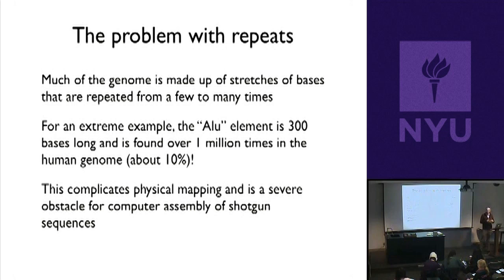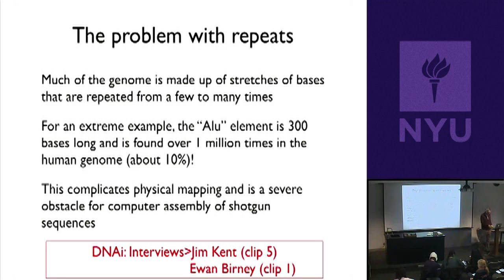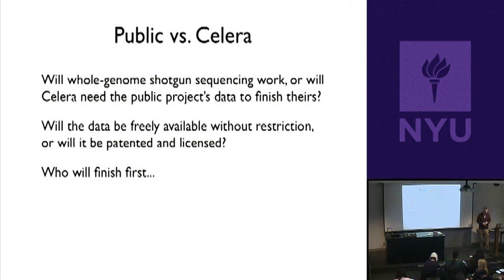Okay, so now the big question is, who won, right? So there's this public project that was doing its job, trying to get done on its $3 billion budget. Along comes Celera, says they're going to do it faster and better. So what's going to happen? And it was pretty tense there, as you'll see in a second. A few of the people involved in this competition have interview clips on your DVD. They're interesting to listen to.